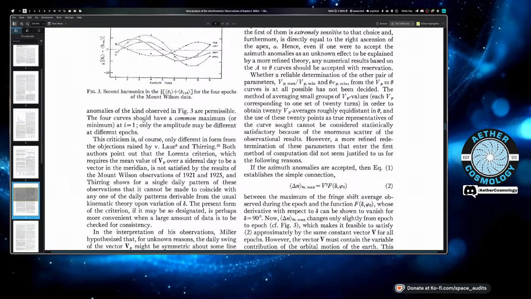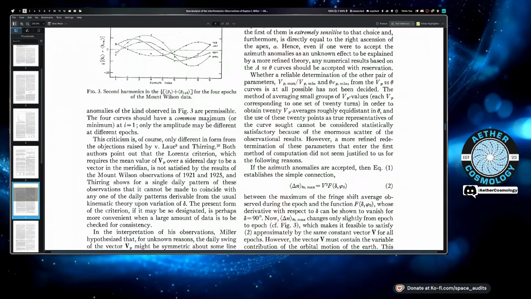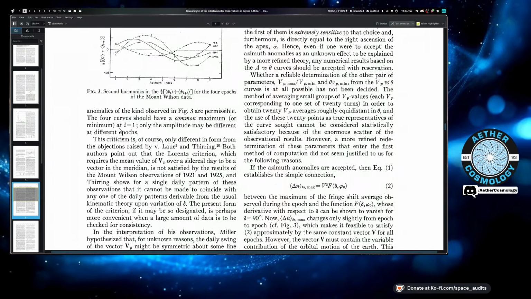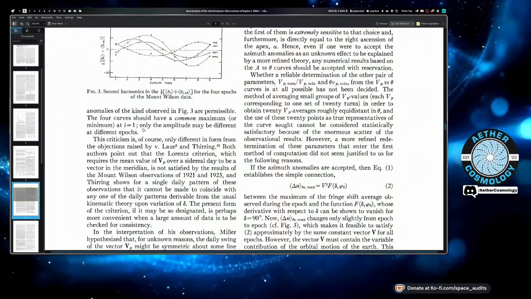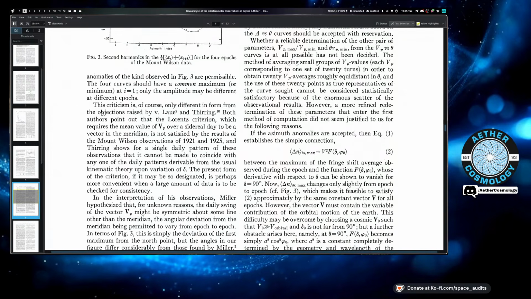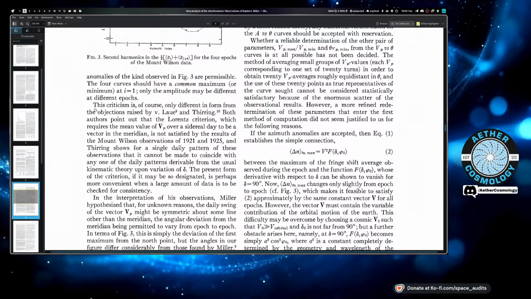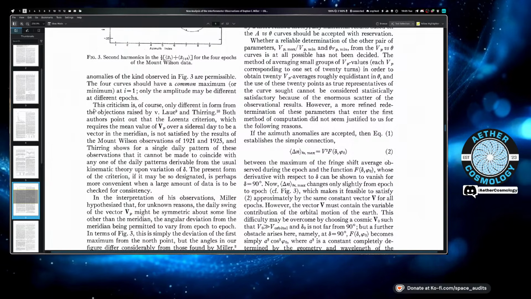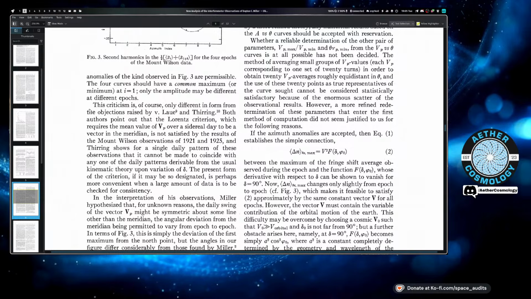The 4 curves have a common maximum or minimum at I equals 1. Only the amplitude may be different at different epochs, corresponding to the solar movement.